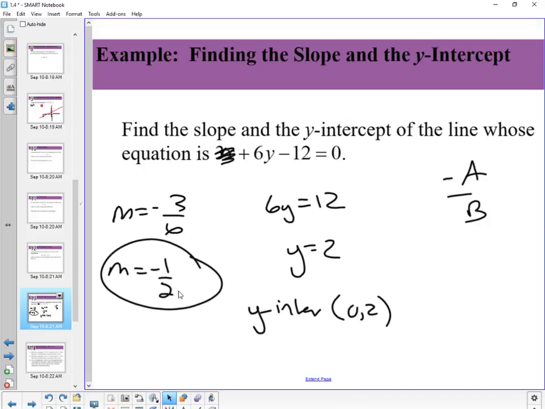Questions there? Where was negative a over b when that was in algebra 1? Honestly.